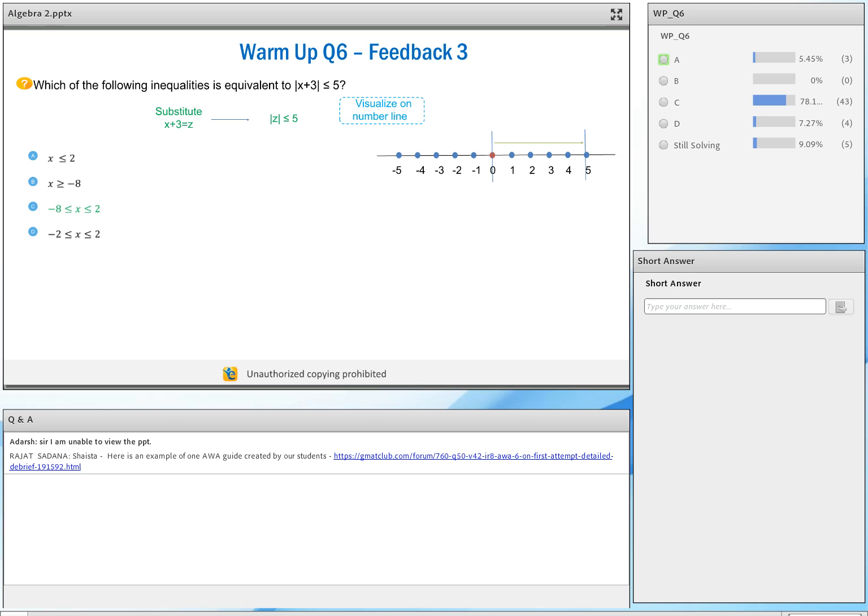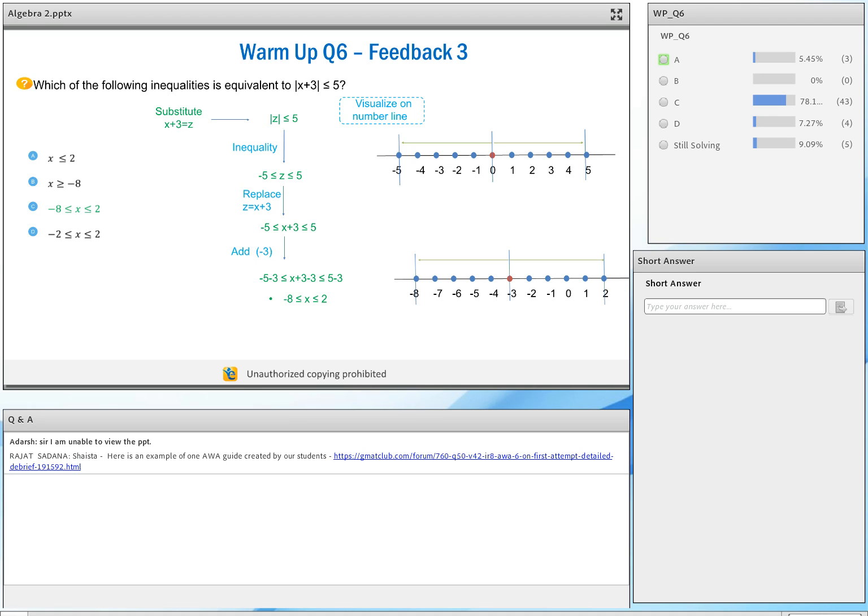If I convert that into an inequality, what I get is minus 5 is less than or equal to z is less than or equal to 5. Essentially all this is saying is that the distance of z from 0 is less than or equal to 5 on both sides. Then I replace z by x plus 3, and what I end up getting is minus 8 is less than or equal to x is less than or equal to 2. Relatively straightforward question.